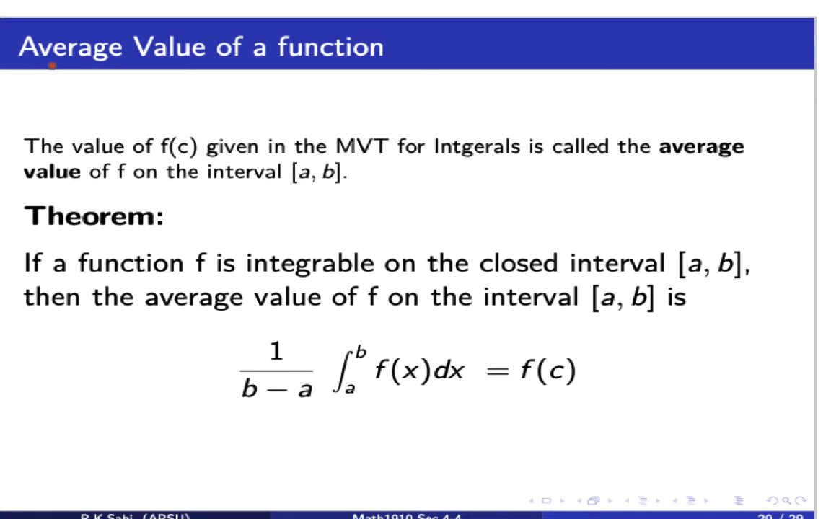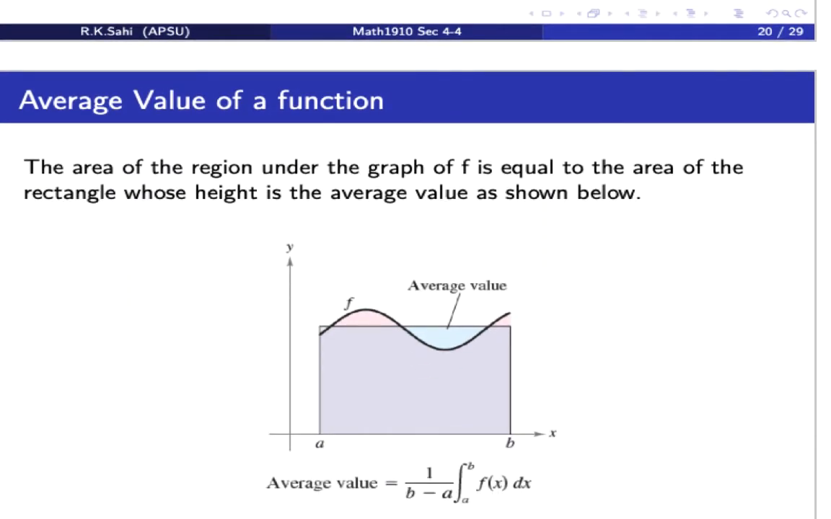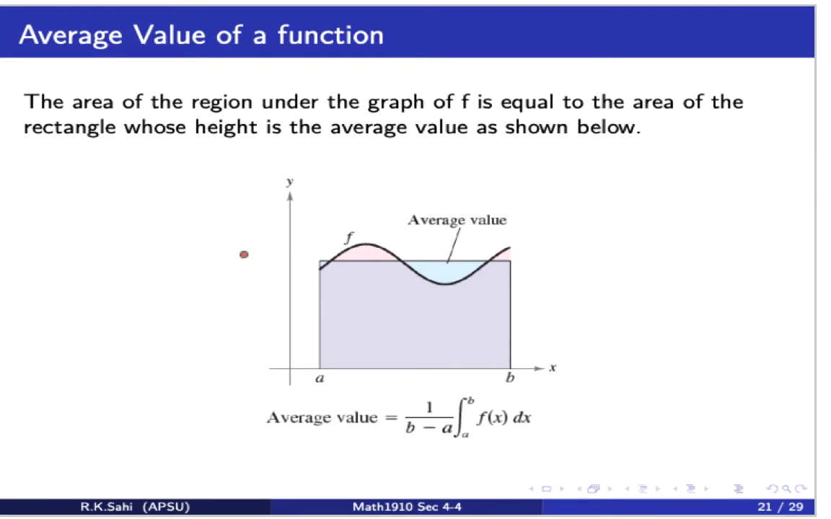So what is this average value of a function saying? It says if your function is integrable on a closed interval, then the average value of that function f on that same interval a to b is given by this formula: 1 over (b minus a) times the integral from a to b of f(x) dx is f of c. So the area of the region under the graph of the function is equal to the area of the rectangle whose height is the average value, as shown below.